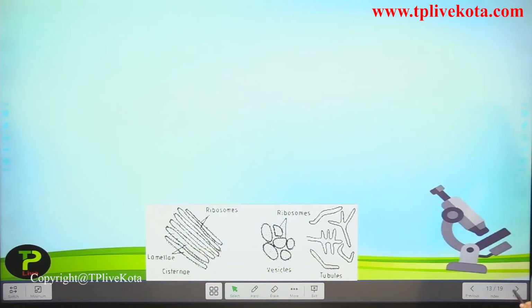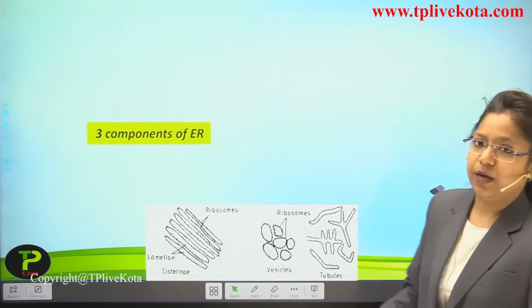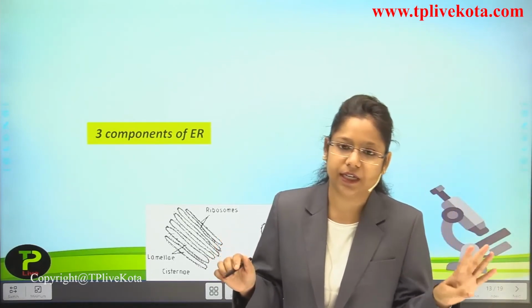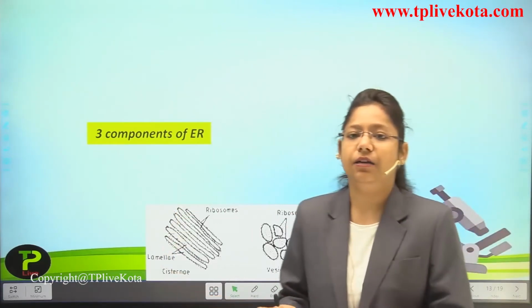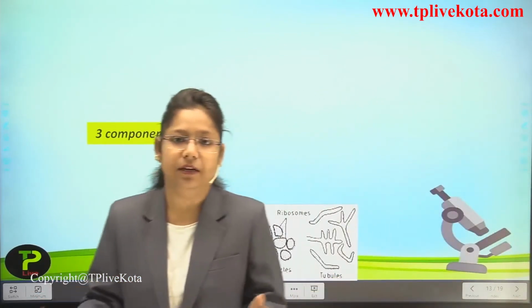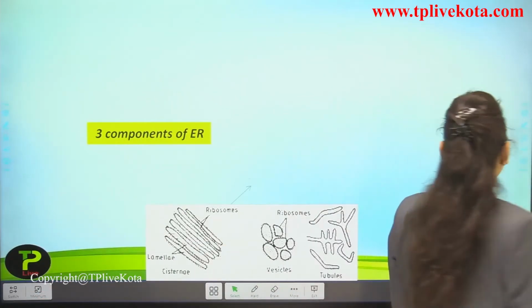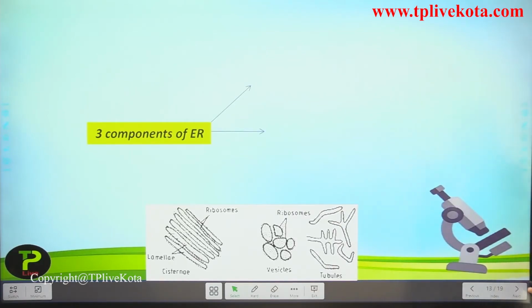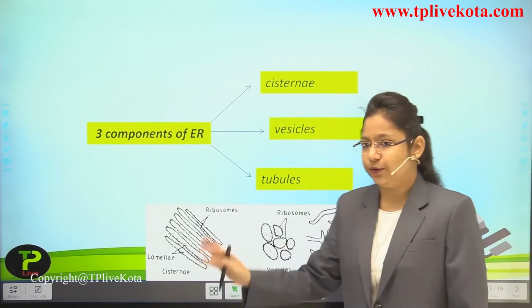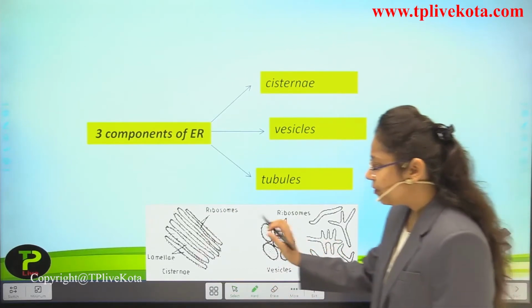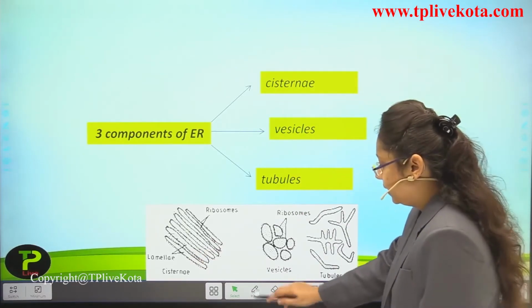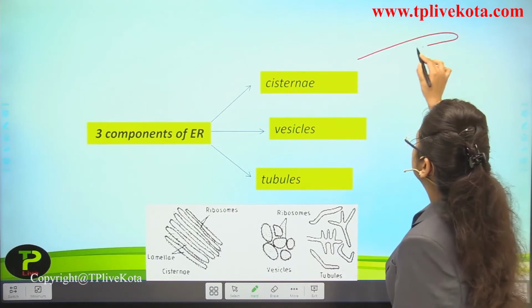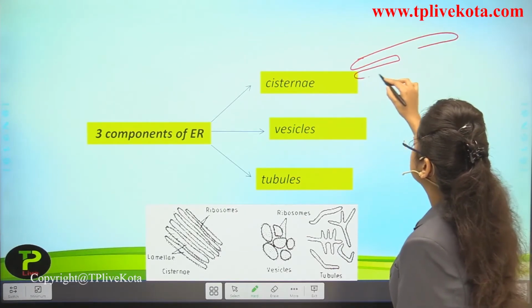Now next, we are going to see the three components of ER. The endoplasmic reticulum is divided into three components over here. The first part will be cisternae, the second part will be vesicles, and the third part will be tubules. Now you can see the diagrams over here which I have put on the slide. You can see the lamellar structure which is present over here. This is the cisternae. These are small lamellar tubes which are interconnected together like this.